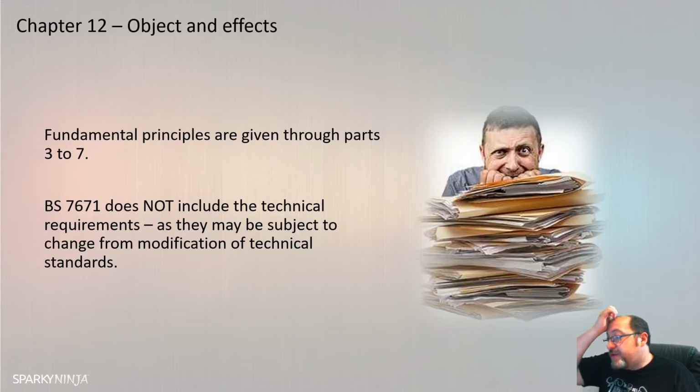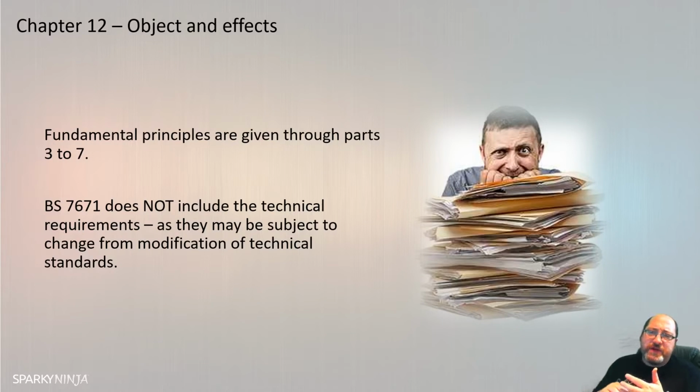It then says, chapter 13, which we're going to talk about in a sec, gives us the fundamental principles. It does not include detailed technical requirements, which may be subject to modification because of technical developments.